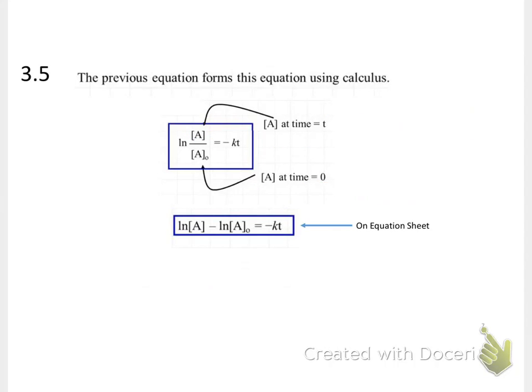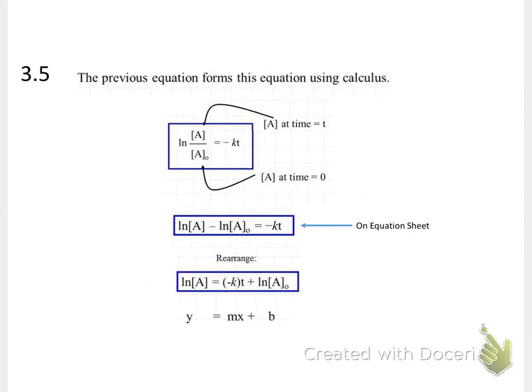Okay, so we can rearrange that equation. If I have the natural log of a quotient, I can change that to subtracting, right? Log of A minus log of A0 is equal to minus kt. It just works mathematically, right? And you will find this equation on your equation sheet, so you don't have to memorize it. But if I rearrange this equation so that it is in the form of a linear equation that I could plot, this is what I get.